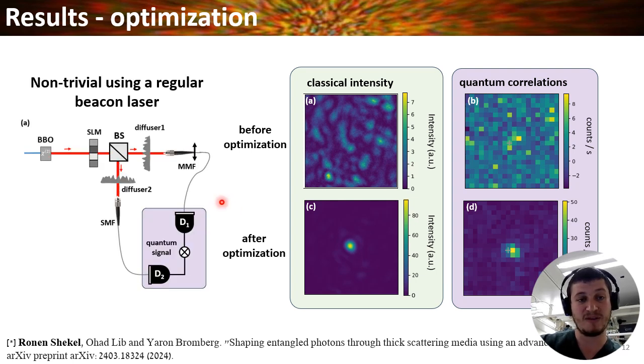Note that doing the same thing with 2 different diffusers, where each photon propagates through a different diffuser, is not straightforward to do using a regular beacon laser, because one would ask, through which of the diffusers should I send the beacon laser? And really, with our method, our beacon Klyshko beam propagates through both of the diffusers in one simple run.